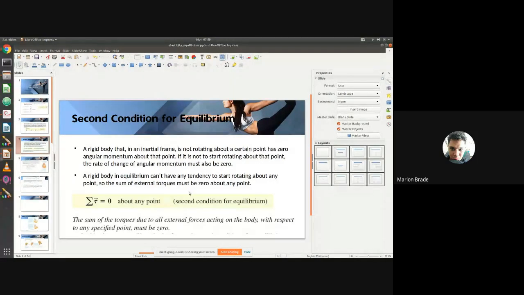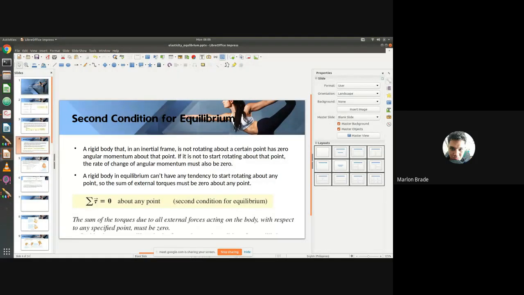So okay, this is the second condition for equilibrium. What is the first? The summation of force at any given point is zero. The summation of force along x, along y, and along z is zero. So the second condition is that the summation of all the torque is zero. That is the second condition for equilibrium.